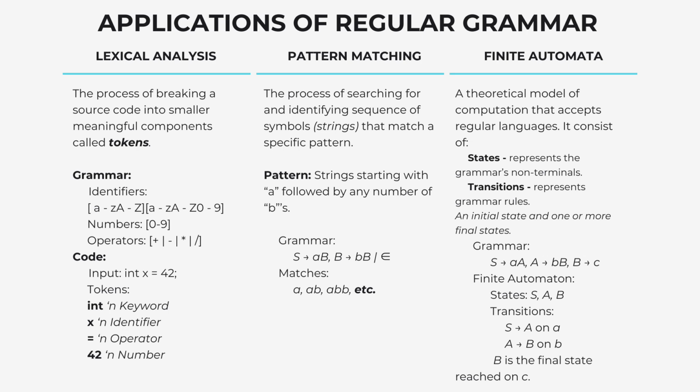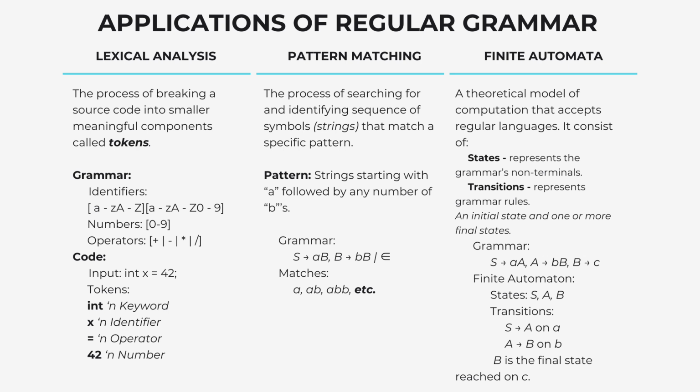Lexical analysis is the process of breaking source code into smaller meaningful components called tokens. It describes the patterns that tokens must match. Examples are keywords, identifiers, numbers, and operators. Each token type, like int, 123, and x, is defined using a regular expression which can be derived from a regular grammar. Regular grammars ensure tokens are defined systematically, enabling efficient parsing during compilation.